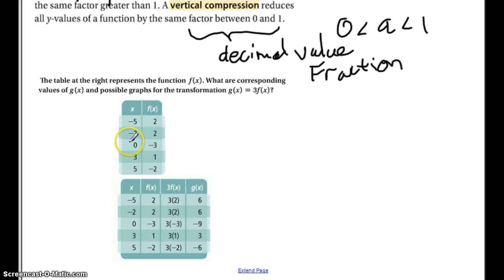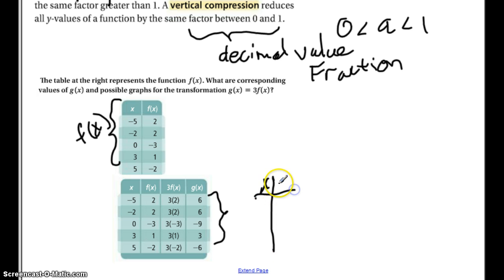Here is the original chart of f of x. And all they're doing is multiplying all your y values by 3. 3 times all these, 3 times 2, 3 times 2, 3 times negative 3, 3 times 1, 3 times negative 2. And it's going to spit out all these values right here. That's our transformation. So in essence, our t-chart for this new transformation is going to look like this. And then all the values multiplied by 3.